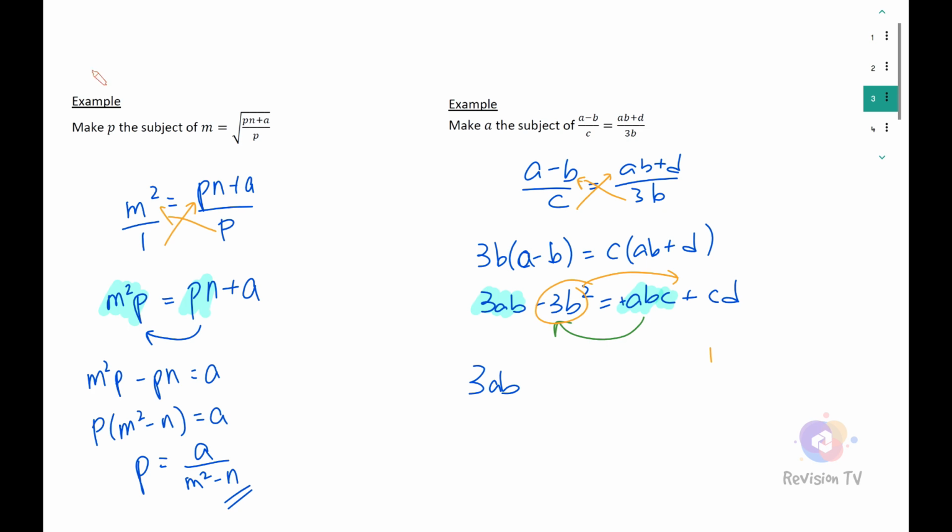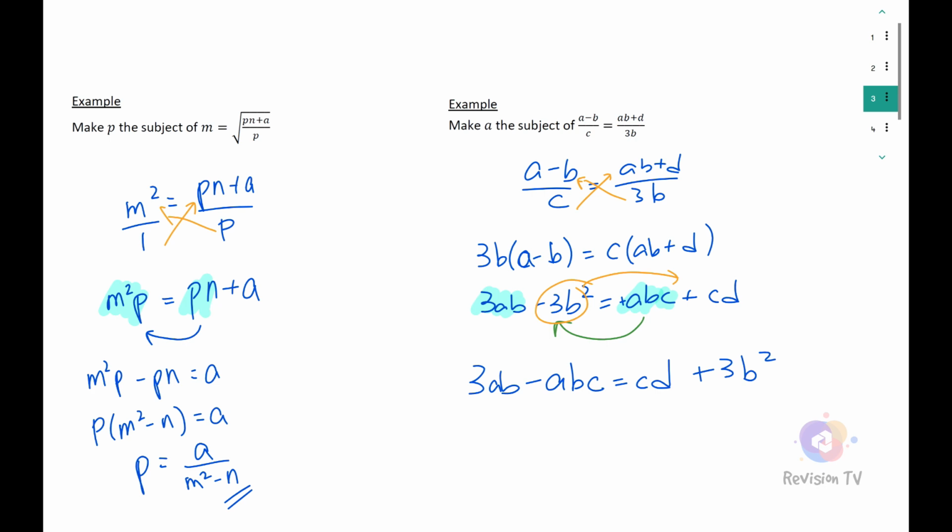This plus ABC on the left hand side becomes minus ABC. CD originally is on the right hand side, so it is still there. The minus 3b squared is going to be moved to plus 3b squared. Okay, so from negative to positive.